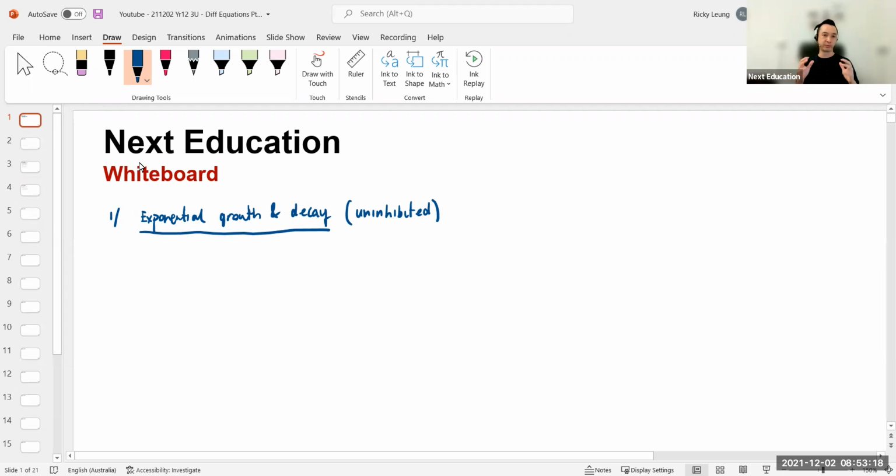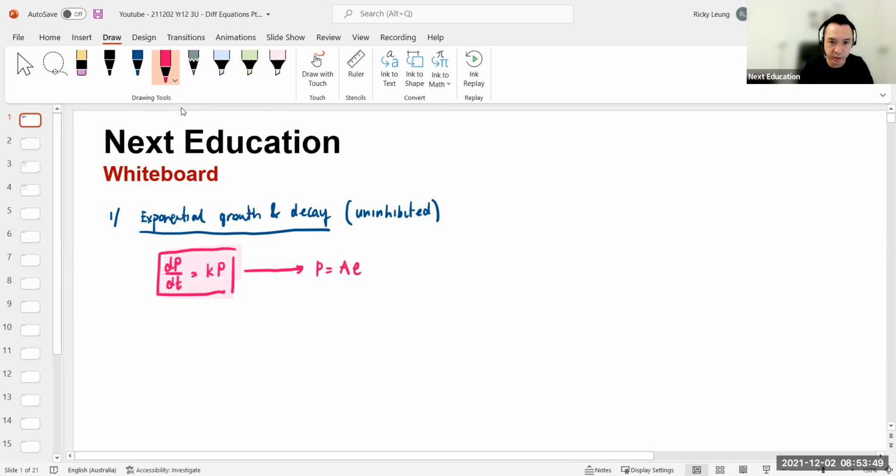Back in the rate of change topic, you would recall that if I had a differential equation, dP/dt, the rate of change of some sort of population or mass, equals kP, that's what they now call the differential equation. In this topic, we got the solution to this to be P equals A e^(kt). If k was positive, it'd be exponential growth, and if k was negative, it'd be exponential decay.